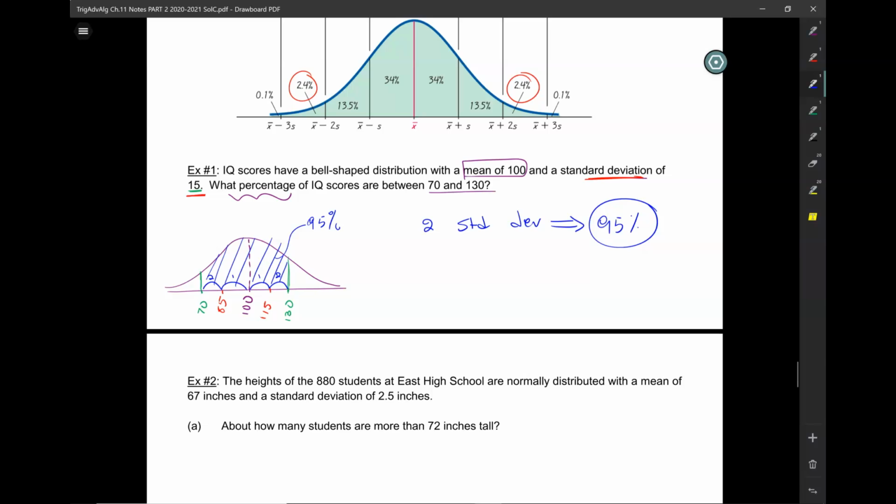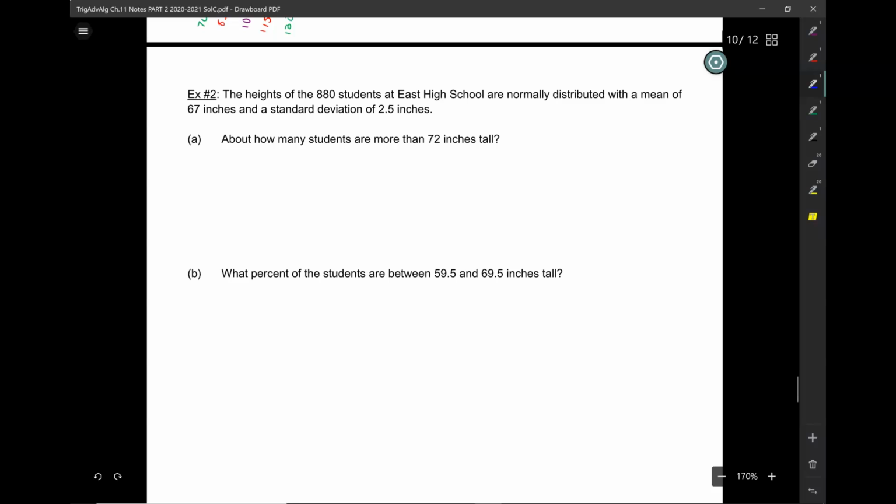Okay, let's do a couple more. The heights of 880 students at East High School are normally distributed with a mean of 67 and a standard deviation of 2.5. Okay, tell me, what's the first step? What do we do? Draw. Yep, draw or graph. And then I put in the mean, which is how much? 67.